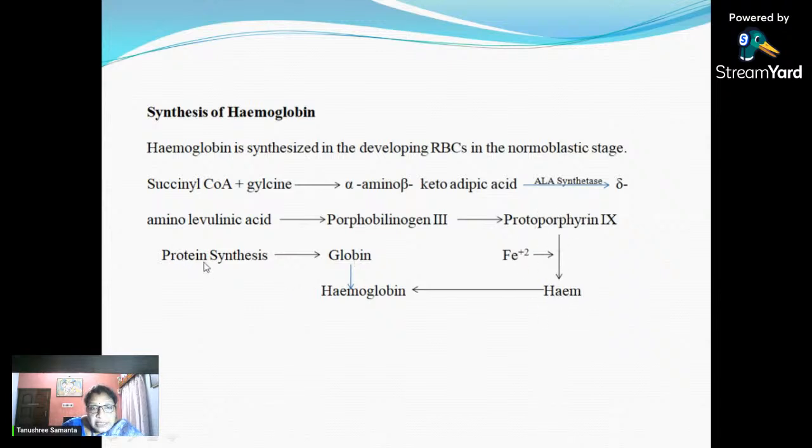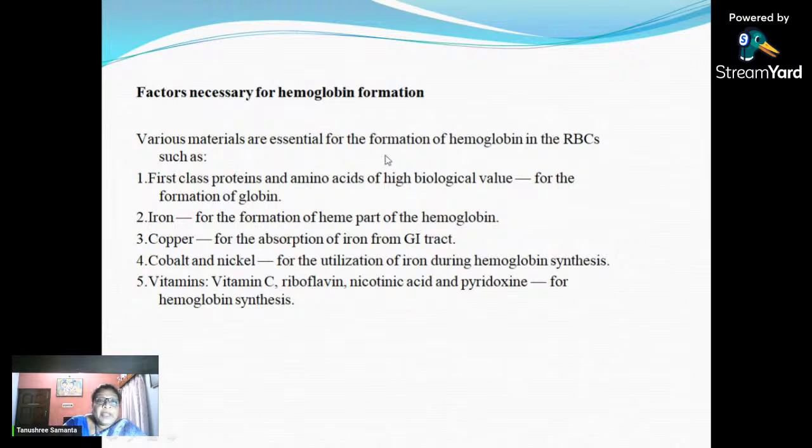And from the other side, protein synthesis gives rise to globin. This globin and heme come together, conjugated, and give you the hemoglobin. And the factors which are hence necessary for this hemoglobin formation are the first class proteins and the amino acids from which globin is obtained, iron for the formation of the heme part, copper, cobalt, and nickel for the absorption and utilization of the iron during hemoglobin synthesis.